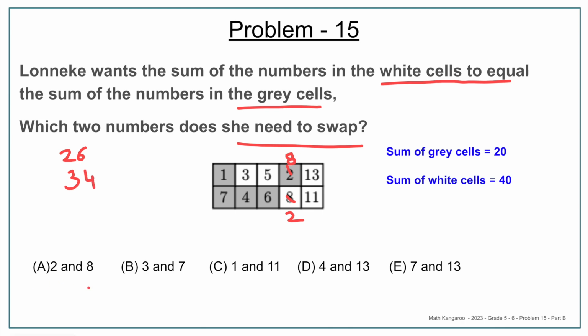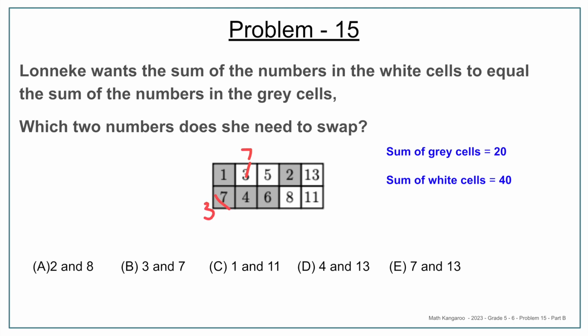Now let's go on option B. So option B says 3 and 7. So let's swap 3 and 7 here. So this 7 becomes 3 and 3 becomes 7. Now add the gray cell.